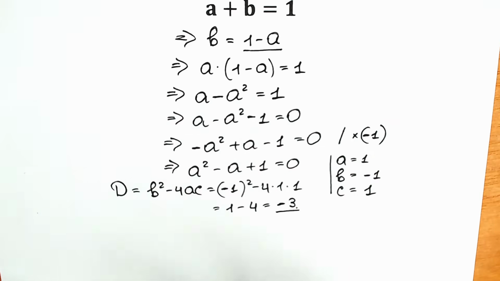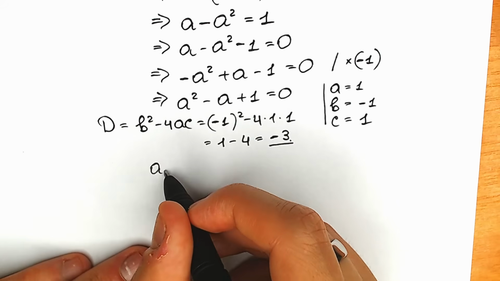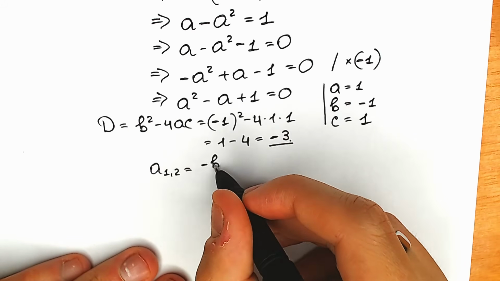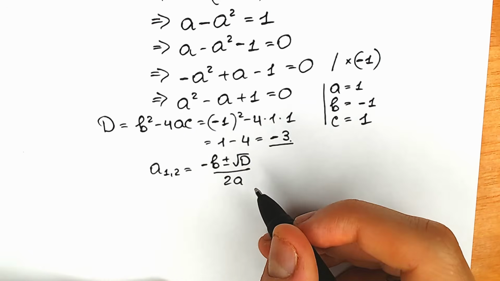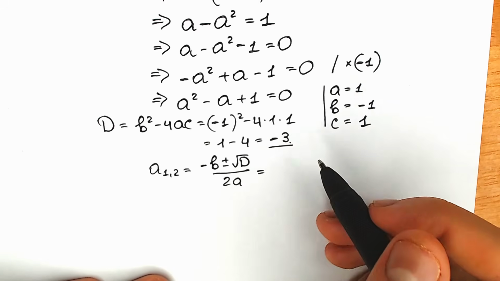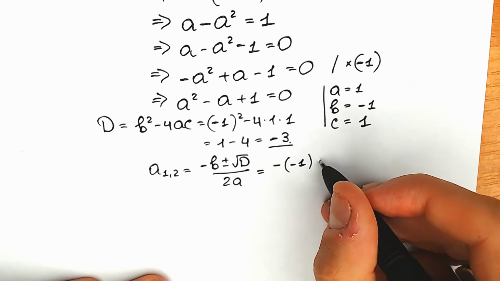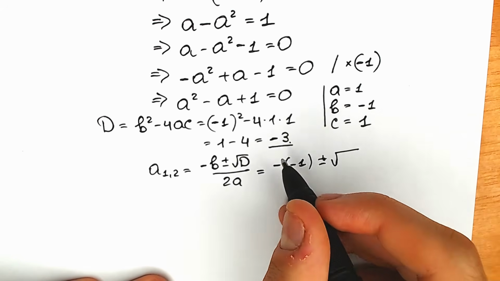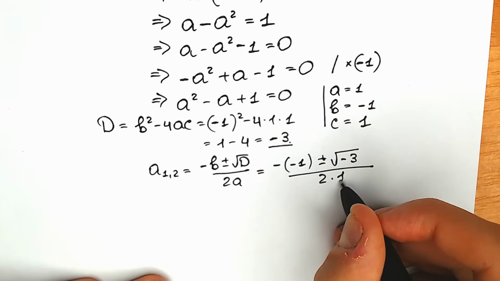So right now, let's plug this discriminant into the well-known formula. So we have a first and second is equal to minus b plus or minus the square root of the discriminant, all over 2a. This is our well-known formula. Let's plug each of these elements into this spot. As a result, what do we have? Minus b, minus (minus 1), plus or minus the square root of the discriminant, which is the square root of minus 3, and we divide it by 2 times a, times 1.